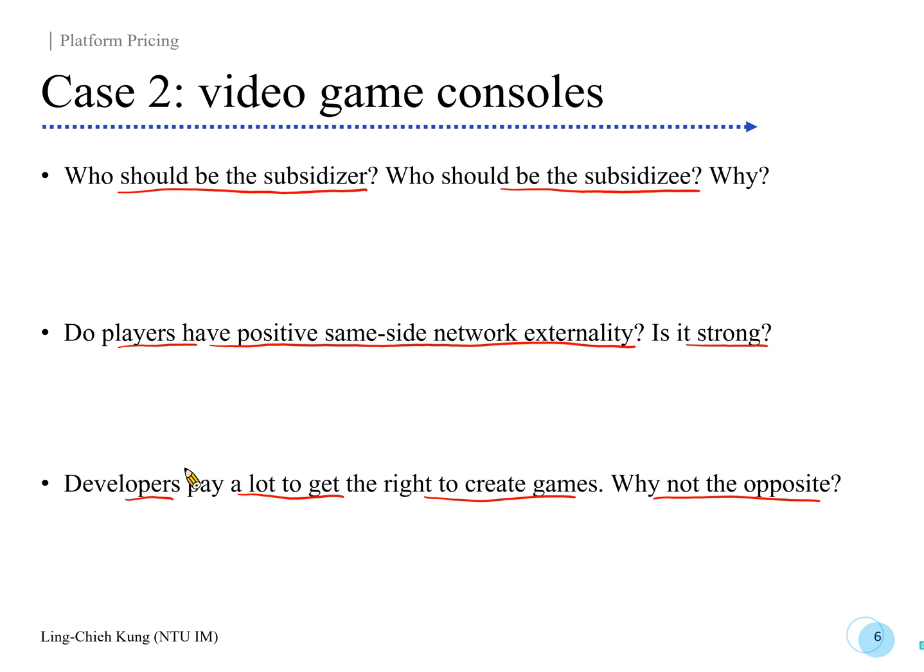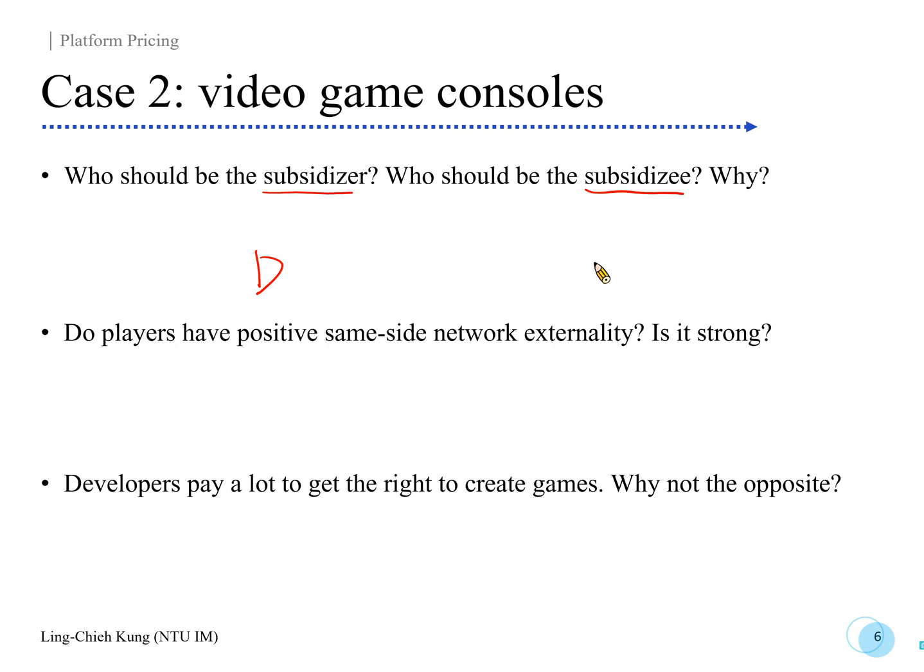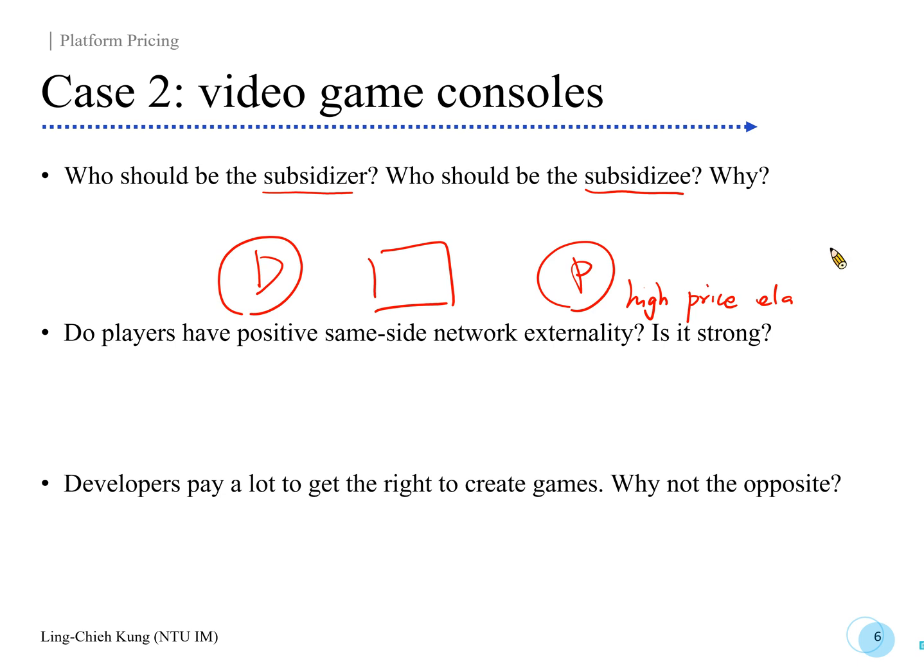Okay, so let's do some discussions. The first one is that we want to do cross-subsidization, okay? So you have developers, you have game players, all right? And I guess after some analysis, you probably would agree that players have high price elasticities, okay? Because they already paid and they probably don't want to pay more. And developers' price elasticity is low. So in this case, they should be the subsidizer.